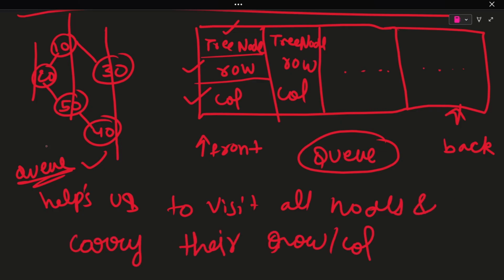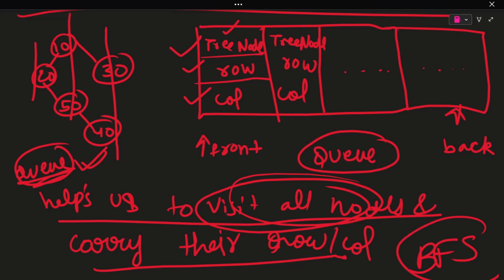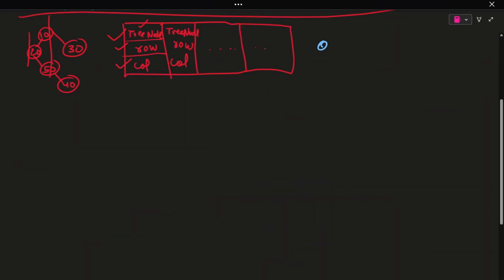So what is the role of the queue? It helps us to visit all the nodes and carry their row and column. This is the BFS approach that we are going to follow in this video. This is the queue. I hope you got the queue. What is the main purpose of the queue? It is for visiting purposes. For visiting each and every node, we are going to use the queue. Now, what is the main purpose of the map and why are we using the map?